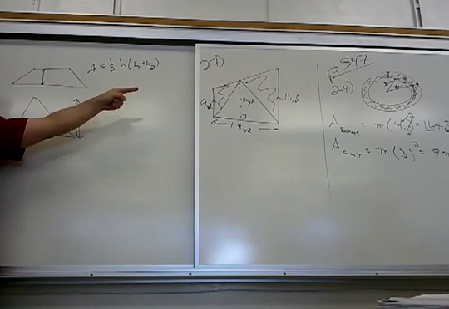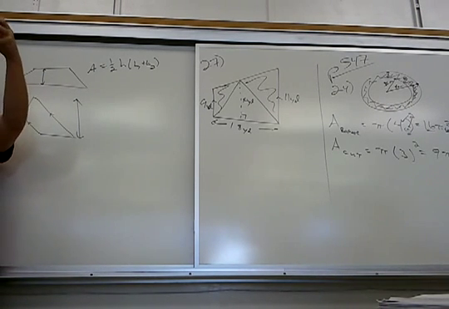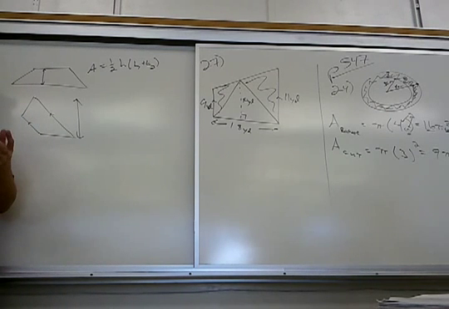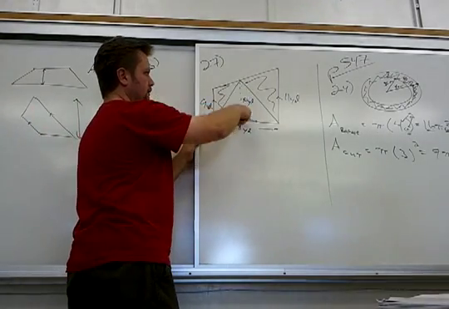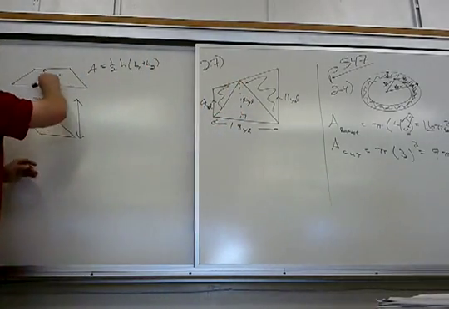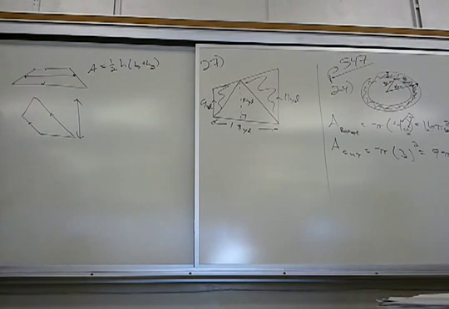You have to identify the shape. I don't care which way they turn the thing, right? Just because I turn it doesn't mean it's changing. No, I'm just turning it. But once you identify what it is, you've got to be careful about what the parts are. That would be like saying this is the height. Doesn't make any sense, right?